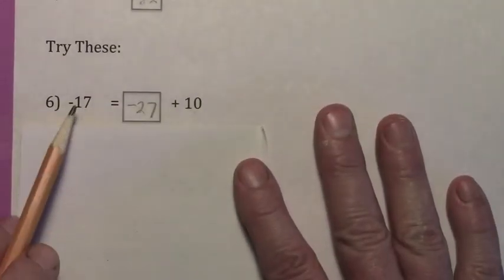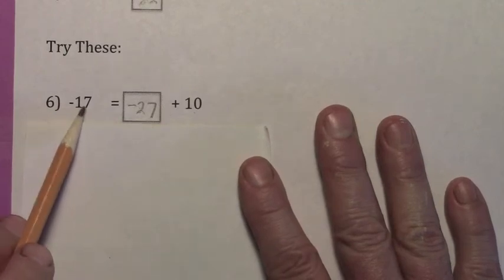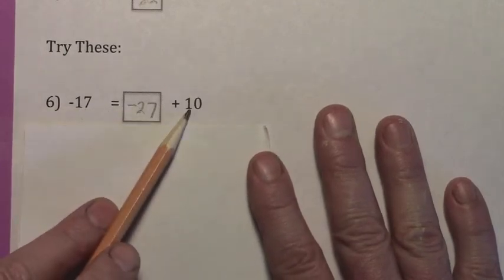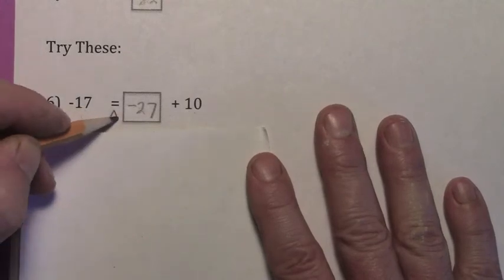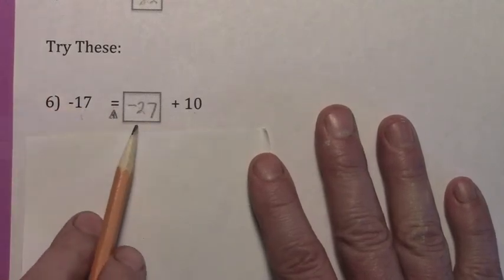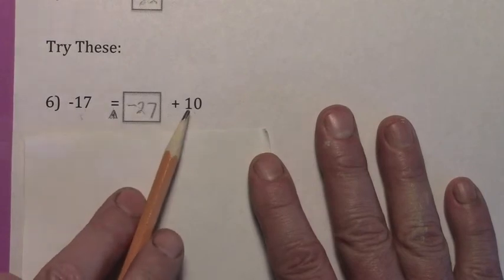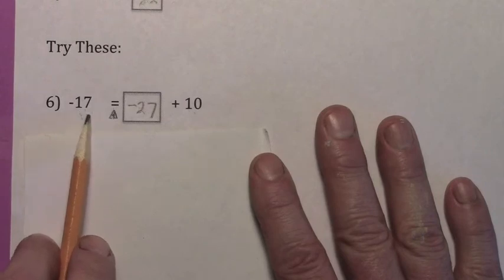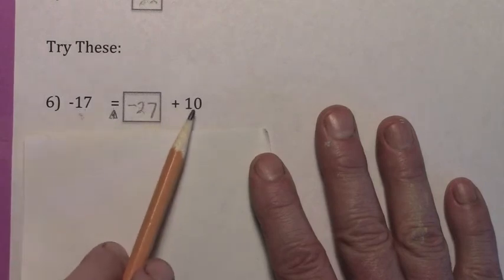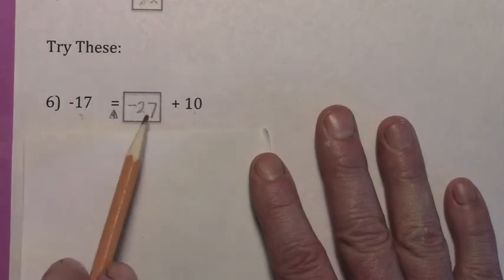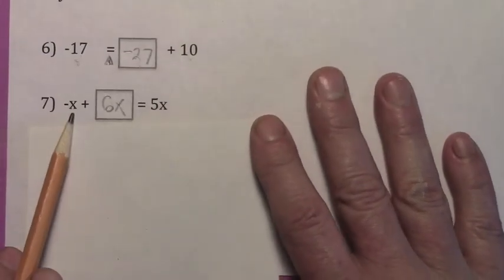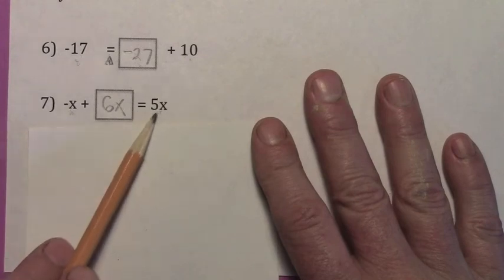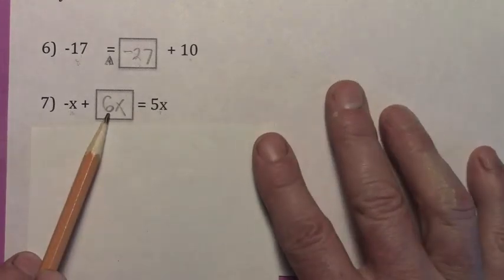Let's go over these. So the question is, you have negative 17 on this side, and you have 10 on this side. You got to put something in this box so both sides balance out to negative 17, you see? So that's why it has to be negative 27. It has to be a negative number. If you're down 17, and here you have 10 here, you had to have lost 27, so both sides equal the same thing. This one isn't too bad. What do you add to negative x to get 5x? You'd have to add positive 6x, right?